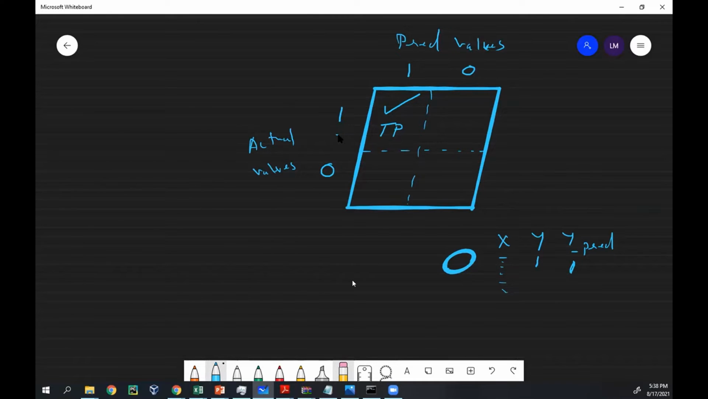Correct? Now the next scenario is, in reality, the value was positive, but our model predicted it as 0. That means our prediction is wrong. But what kind of wrong is this? In reality the value was 1 and the predicted value is 0, so it will fall under here. And this is called a false negative.